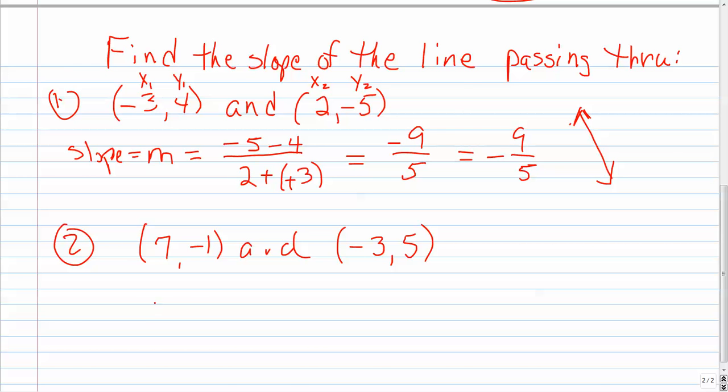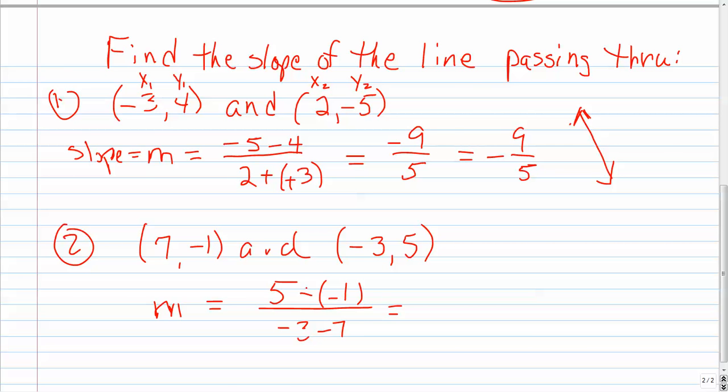Okay, so we're going to use the slope formula. So we're going to subtract the y-coordinates on top. So I'm going to go over here and take 5 and I'm going to subtract -1, minus -1, all over -3 minus 7.